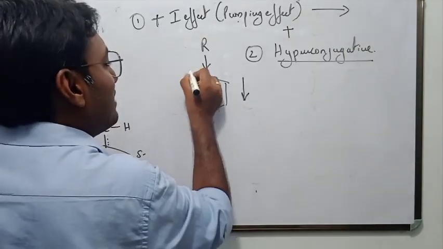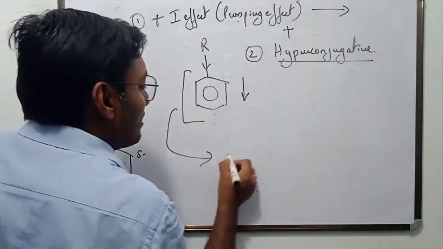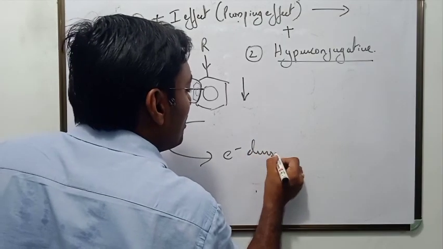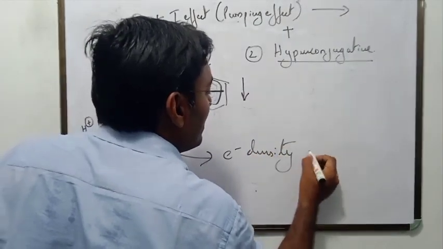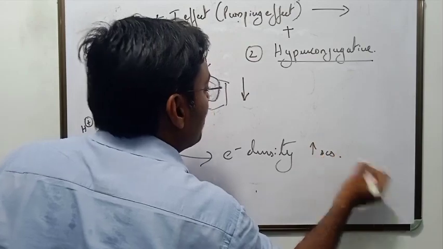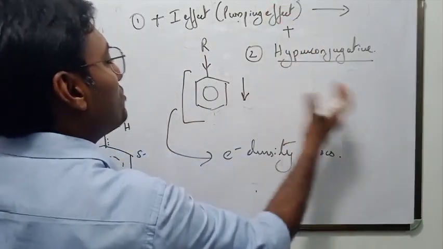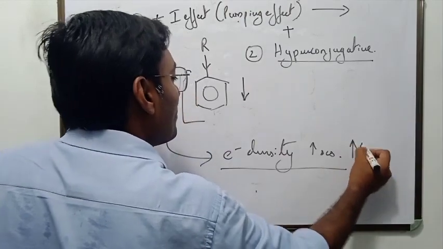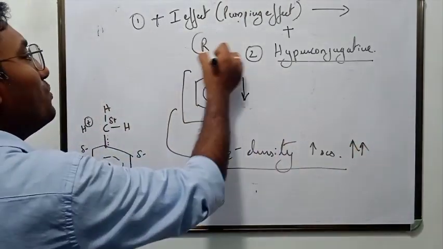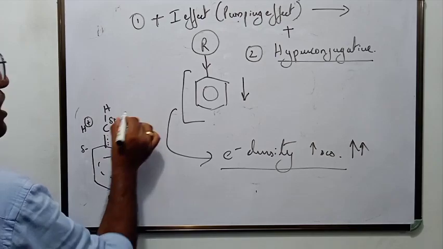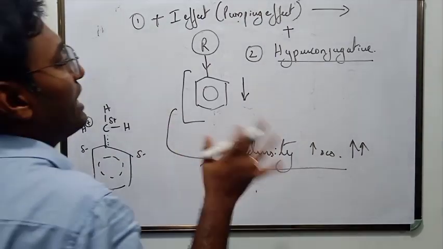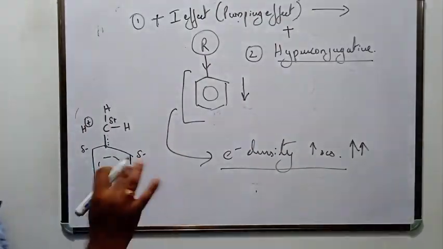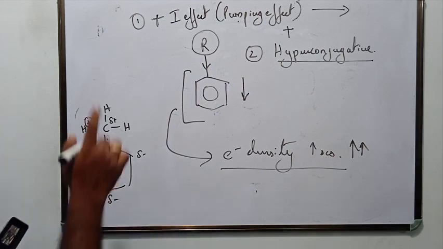and that would increase the electron density of the benzene ring in a big way. Both forces become cumulative. That would increase electron density in a big way. Therefore, the R group, that is alkyl groups, are very good ring activators. So the first point is proven.